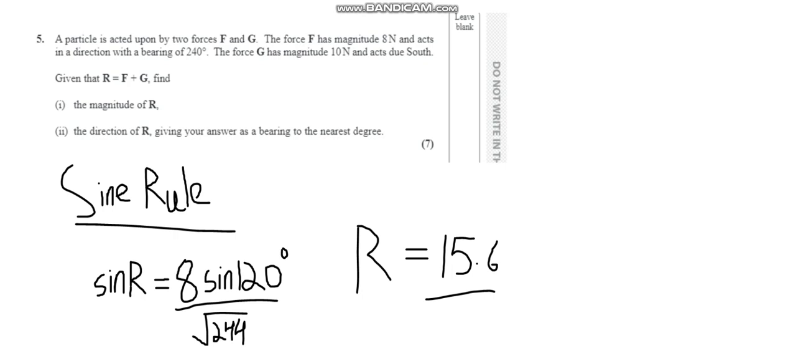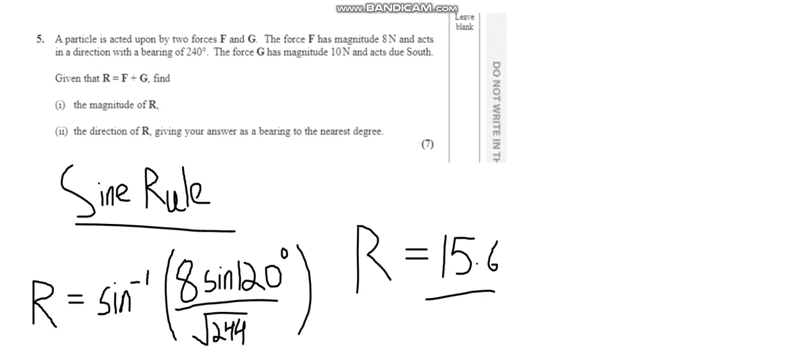Now to find the direction of R, we currently have sin R. To find R, I'll just remove sin. To remove sin, we'll apply sine inverse to both sides, so that will eliminate the sine function. There you go, R is equal to sine inverse of 8 sin 120 degrees upon root of 244.